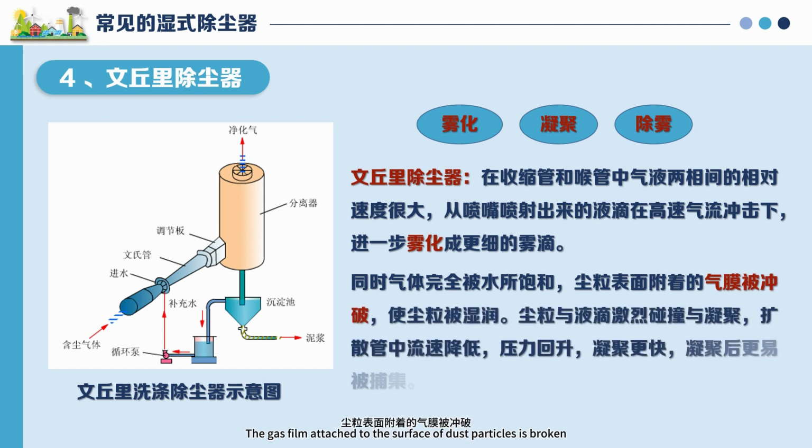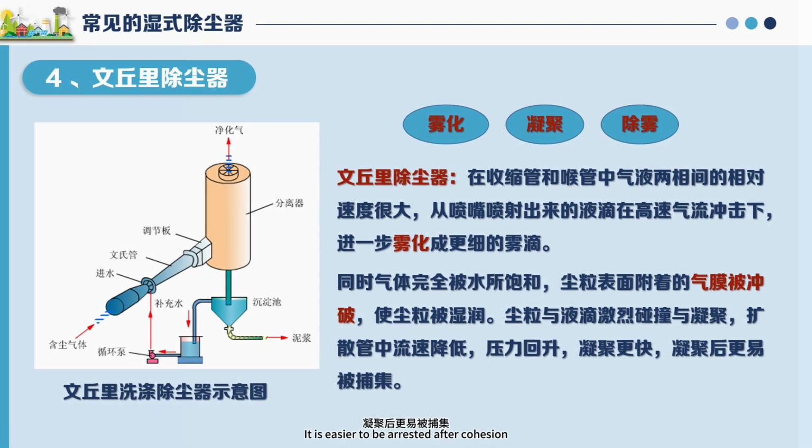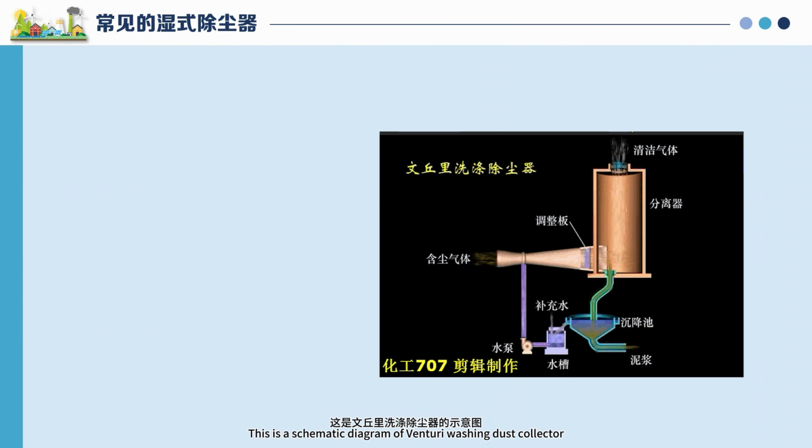The gas film attached to the surface of dust particles is broken, moisturizing the dust particles. There is fierce collision and condensation between dust particles and droplets. The flow velocity in the diffusion tube decreases and the pressure rises. Condensation is faster, and it is easier to be arrested after cohesion. This is a schematic diagram of the Venturi washing dust collector.